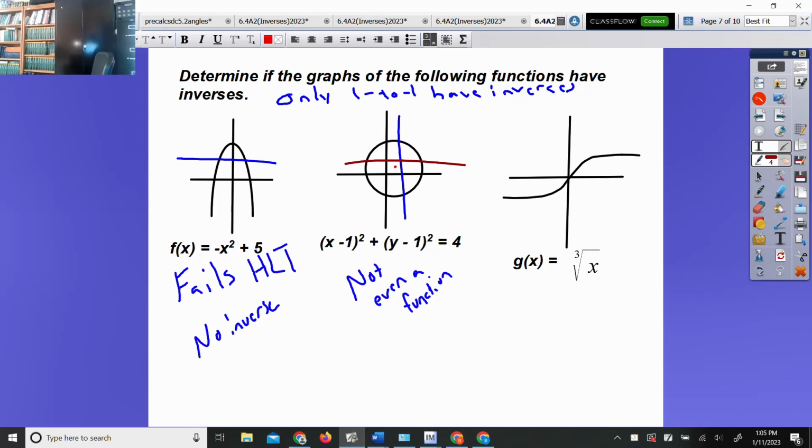Does it pass the horizontal line test? No, of course not. So it also fails the HLT, which means no inverse. I have no idea what the opposite of a circle is. I can move up a dimension, but I can't move back a dimension on a circle.